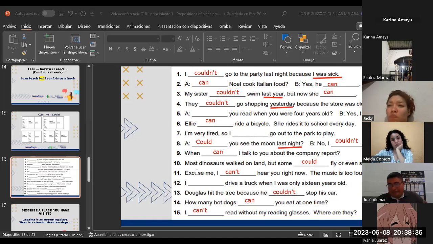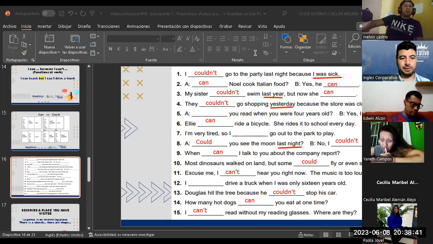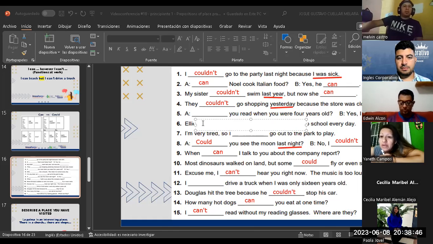We go now with Xiomara and then Francisco. Xiomara? Fine. Okay. Can you read when you were 4 years old? Okay, yes, I can. Muy bien, solo que va a ser en pasado. Lo mismo, afirmativo, pero en pasado, ¿qué sería? Yes, I could. Bien. Could you read? ¿Podías leer cuando tenías 4 años? Yes, I could. Sí, yo podía.